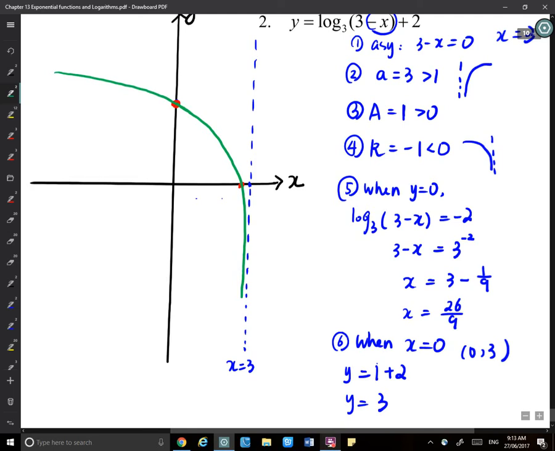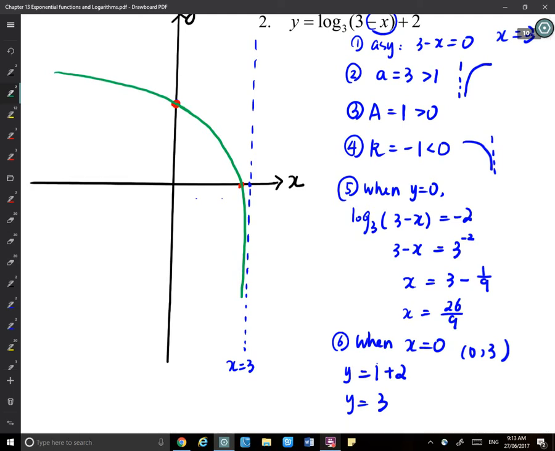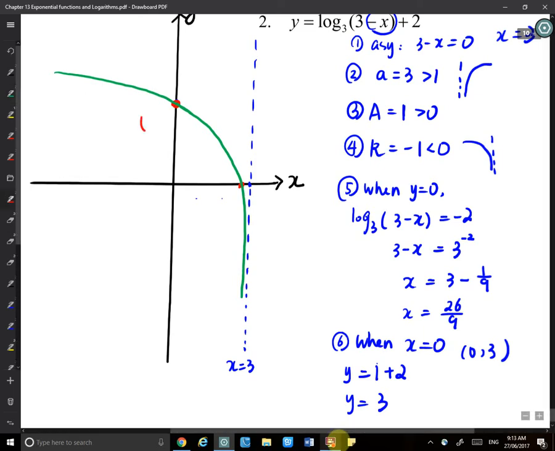That is the shape of the graph. Now I will label this as (0, 3), and that is (26/9, 0).